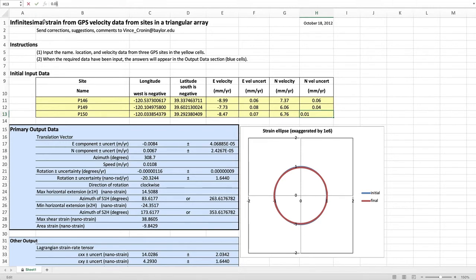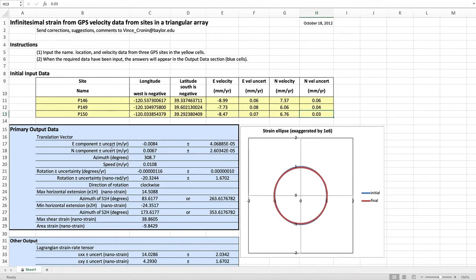Now as soon as I type this digit in, it will have computed all of the output that we need. Over here is a strain ellipse exaggerated by about 1,000,000 times, and the initial shape was a circle, and that circle, given the crustal strain that we're measuring with the GPS velocity data, will evolve into this red ellipse. So the radius in this direction seems to be less. The radius in this direction seems to possibly be a little bit more.